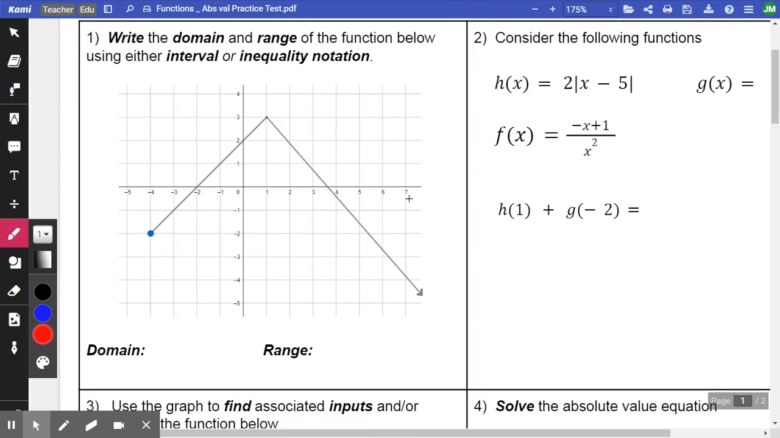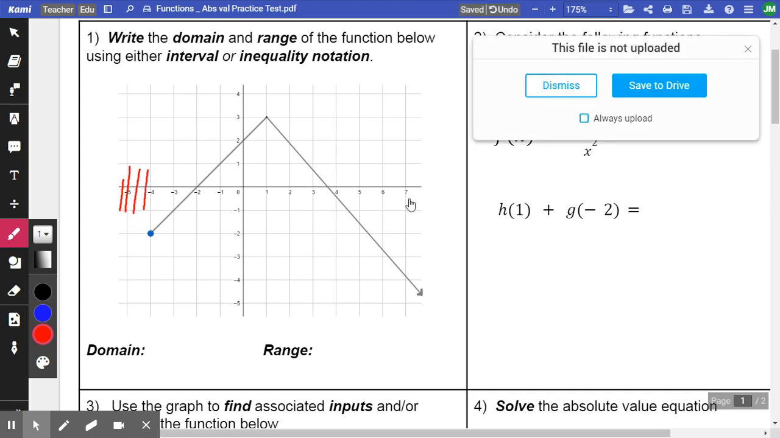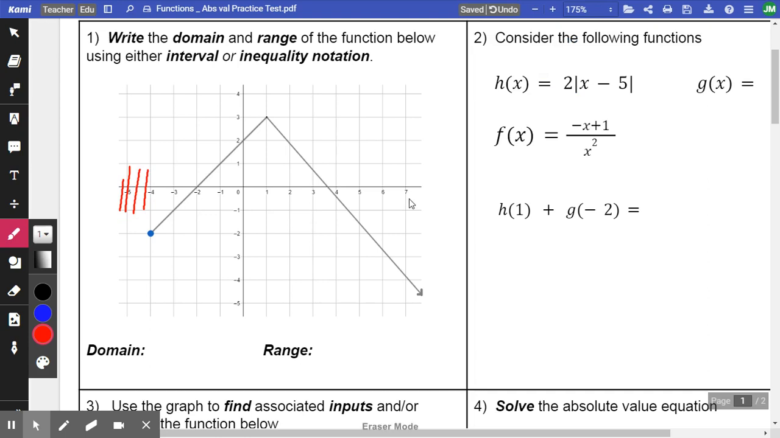Question number 1. Write the domain and range of the function below using interval or inequality notation. All right, so the domain is where the function begins along the x-axis. If you remember this, you can draw lines vertically all the way up to the first point. So our first point here is going to be at -4. And if we keep going and drawing lines, we hit a point everywhere along the function.